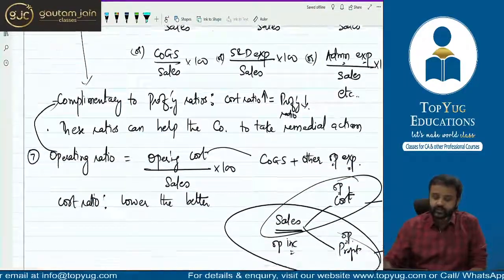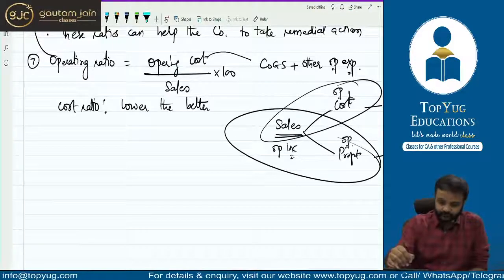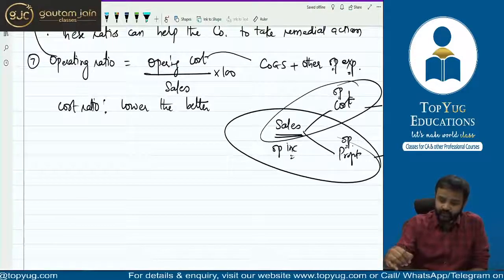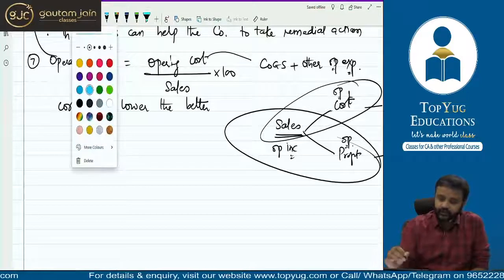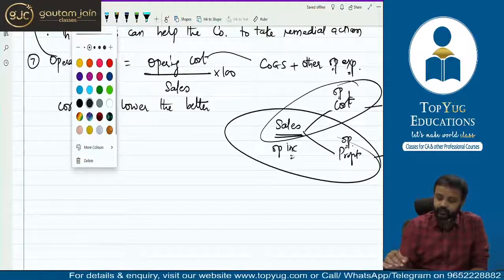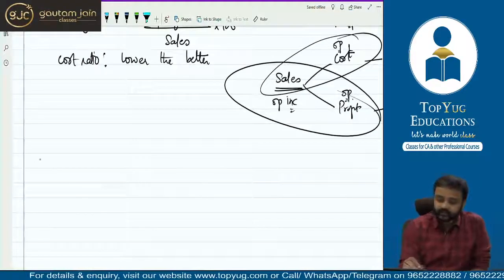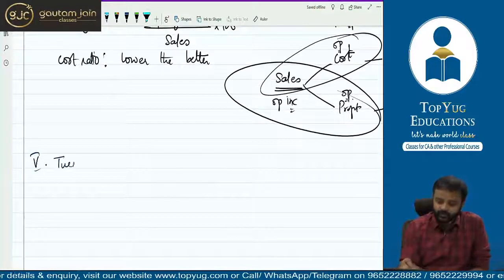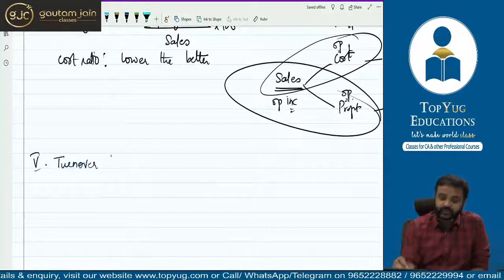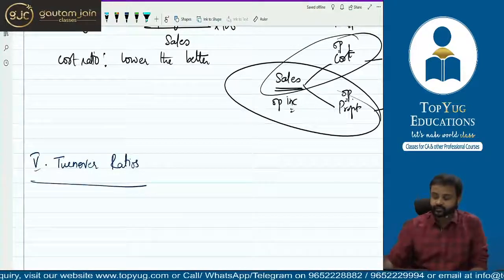Same way you can say sir, individual expenses and all, yes, there also it is possible. So now we can say we have completed even profitability ratios, and now we can go for which one? The next set, right? Fifth type of ratios, which is turnover ratios. Let's try to understand turnover ratios.